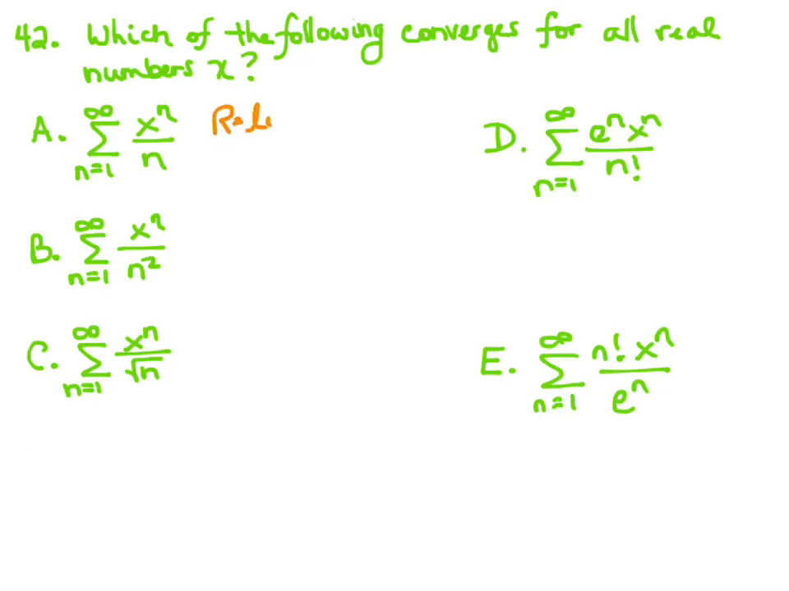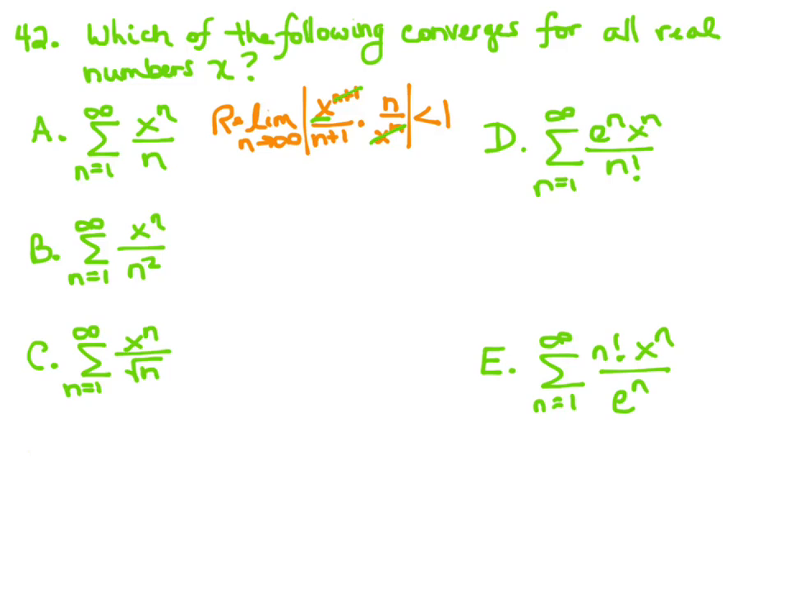So R equals the limit as n goes to infinity of the n plus 1 term, which would be x to the n plus 1 over n plus 1, times the reciprocal of the nth term, which would give me n over x to the n. And we're going to absolute value that, and we want this to be less than 1. All right, so I'm going to do some simplifying. X to the n is going to divide out with the x to the n plus 1, leaving x. And then the n and the n plus 1, those do not simplify.